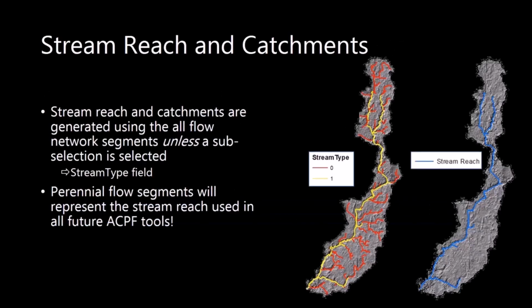If we do not take the time to code our perennial network, then this tool would consider every single flow path a part of our stream reach, which is inappropriate. So we went in and coded our perennial network using a value of 1. All other flow paths were given a value of 0. When we run this tool, we'll be making a sub-selection to create the stream reach based on a stream type value of 1. This will give us an accurate stream reach. This is going to be the feature class that we use in all future ACPF tools when that tool asks for a stream reach.